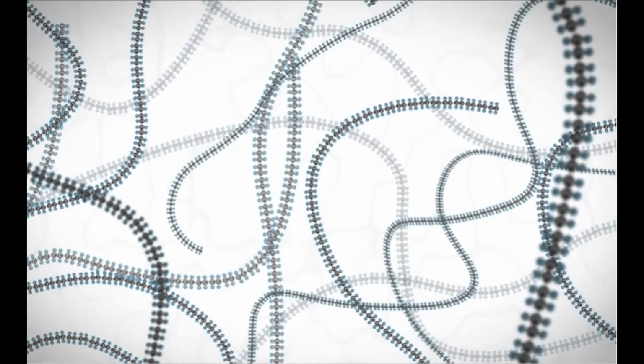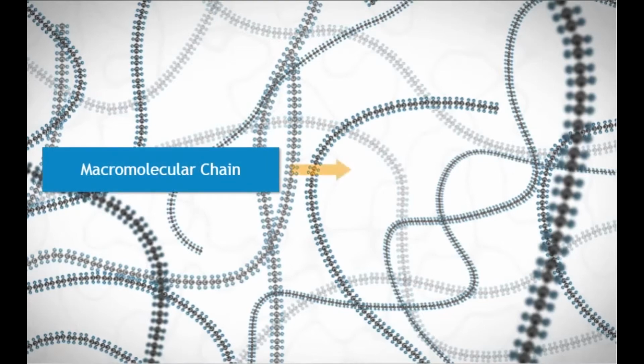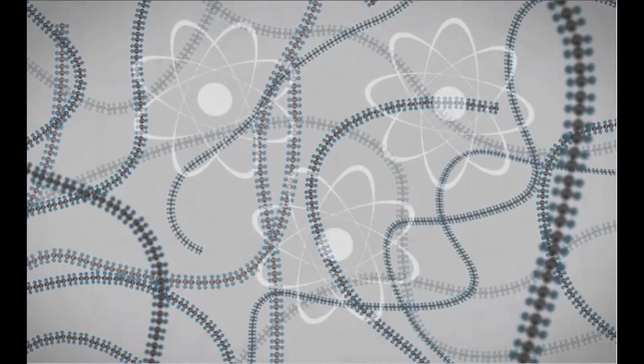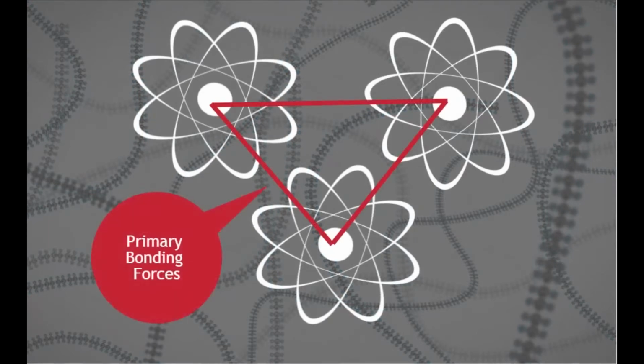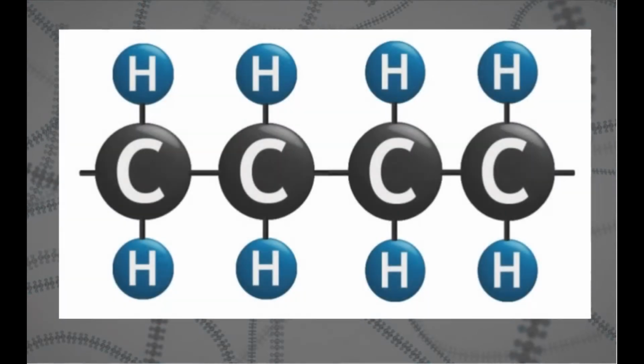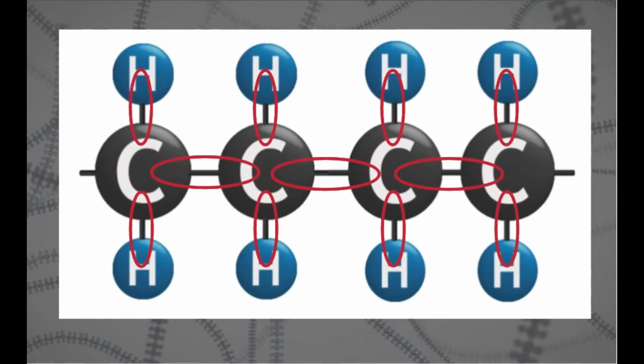Now that we've learned how polymers are made up of long chains, we will move on to the internal bonding mechanisms. When a macromolecular chain is created by polymerization, the atoms are joined by primary bonding forces. These strong forces hold the monomers together in the molecular chain.